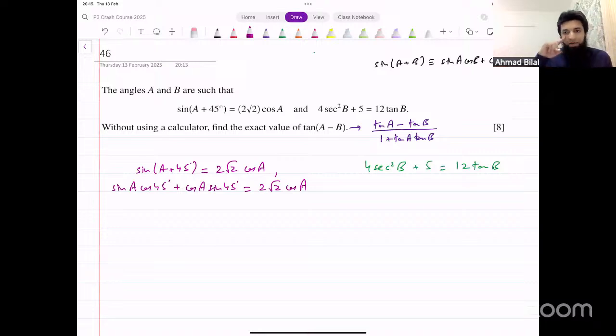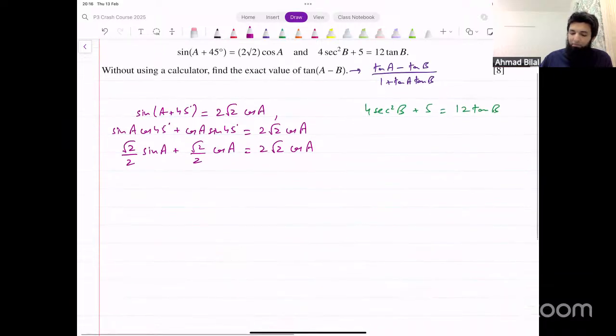Cos of 45, evaluate this on your calculator, that's root 2 over 2. So root 2 over 2 times sine A plus root 2 over 2 times cos A equals 2 root 2 times cos A. Make sense?